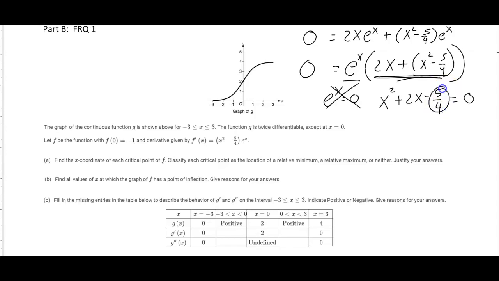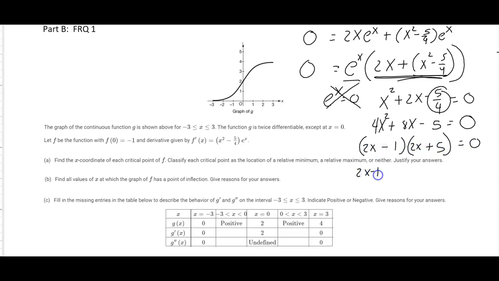I don't like having this fraction here, so I'm going to get rid of it. I'm going to multiply everything by 4. Oops. It's going to be 8x now. And if I multiply this by 4, all that's left is the 5. And if you multiply 0 by 4, it's still 0. Then we're going to factor this. You're going to set each piece equal to 0 and solve.